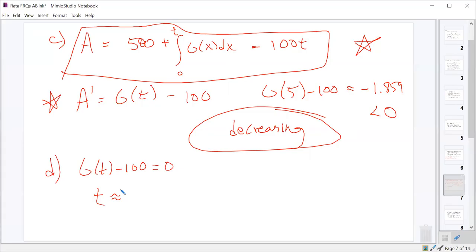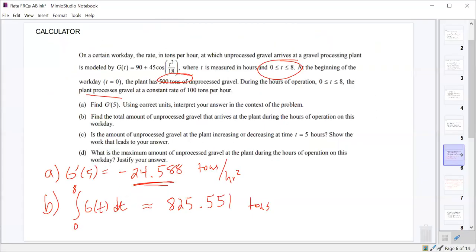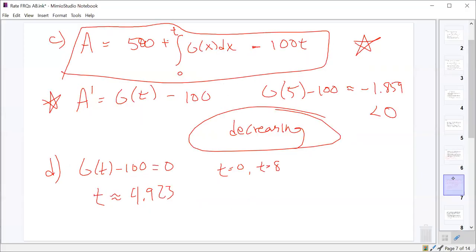Anybody get a value for that? Do I need to pull up the guidelines so I know what the value of that is? I don't have it. 4.923. Does that sound right to other people? Okay, cool. So our only options then are at t equals 0, t equals 8. That was how many hours we had in our workday. Yeah, t equals 0, t equals 8, or t equals 4.923.